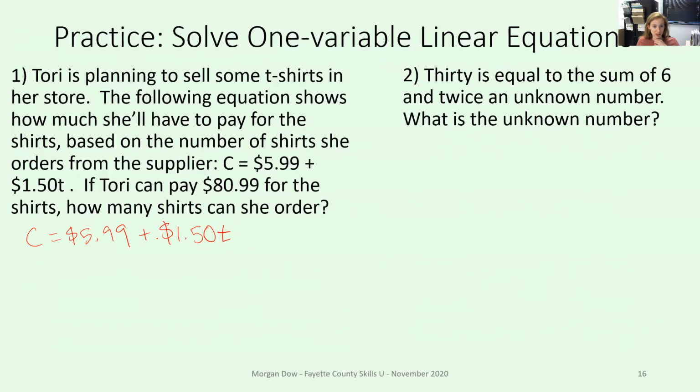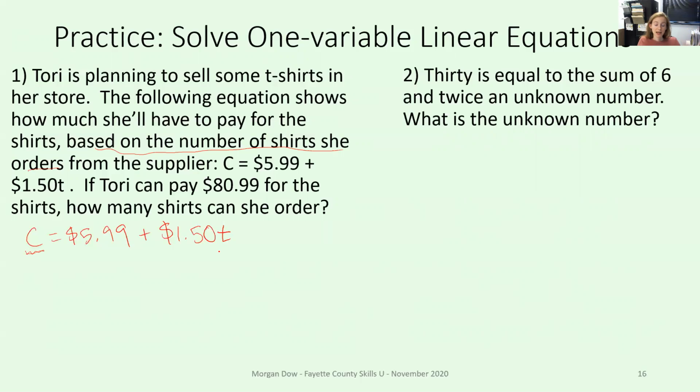Okay, so this equation that they give us tells us how much she'll have to pay. I'm guessing that's C for cost. So the cost is $5.99. It's maybe shipping. $5.99 in shipping plus $1.50 times the number of shirts she orders, right? This is the cost based on the number of shirts she orders. So the cost is going to be $5.99 plus $1.50 times the number of shirts. So I'm guessing it's $1.50 per shirt.